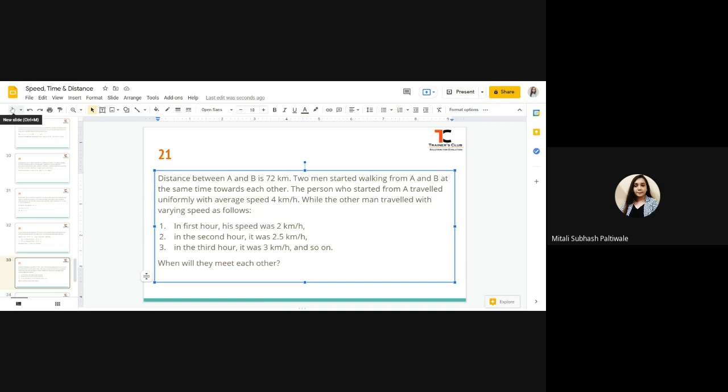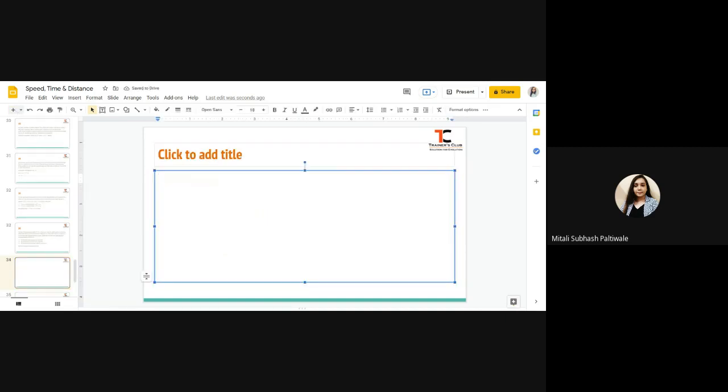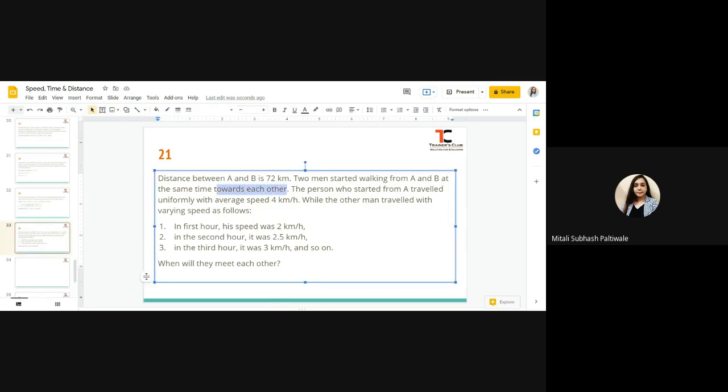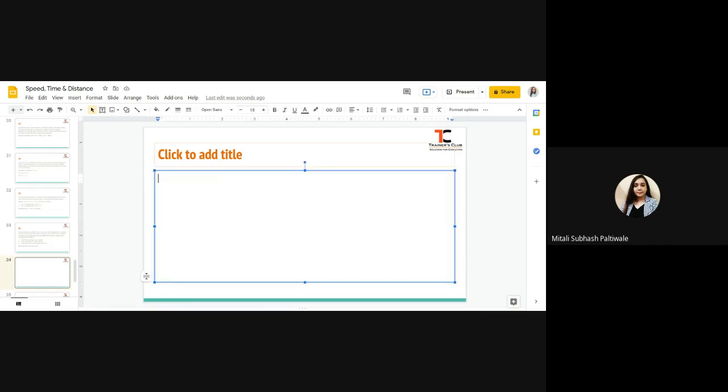We have to find the time wherein they will be meeting each other. So let's try solving this out as well. The question says towards each other, that means they are walking from opposite directions, from different directions, that's why they are walking towards each other. So the relative speed of both will obviously get added.